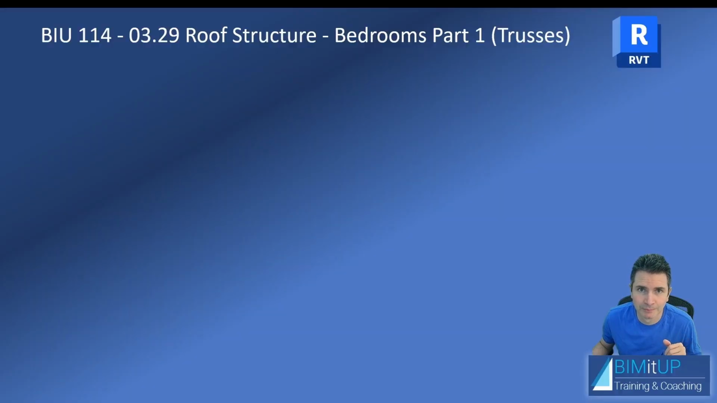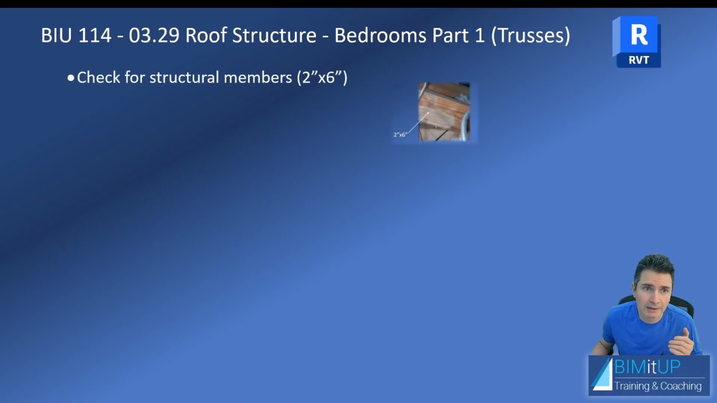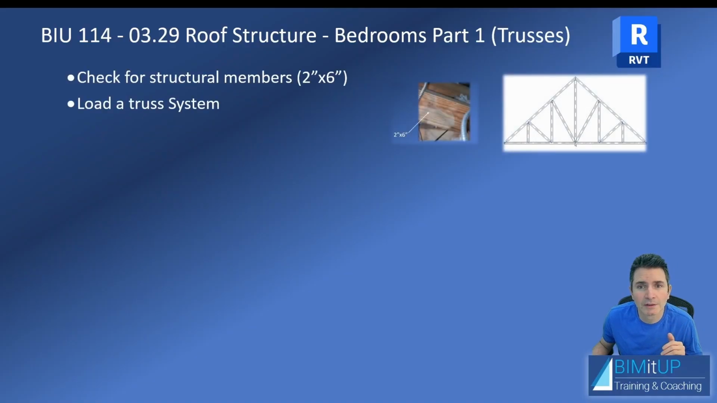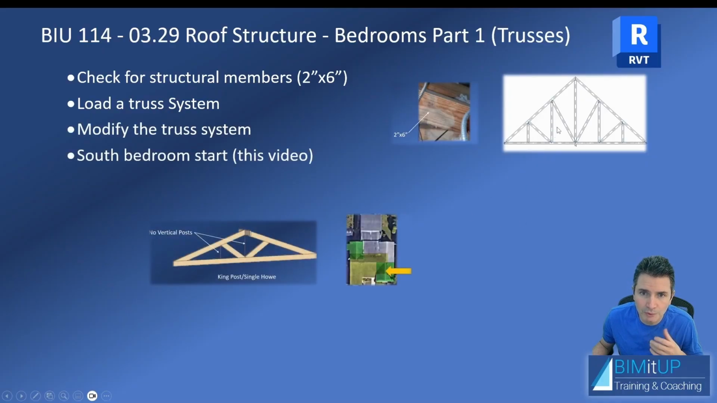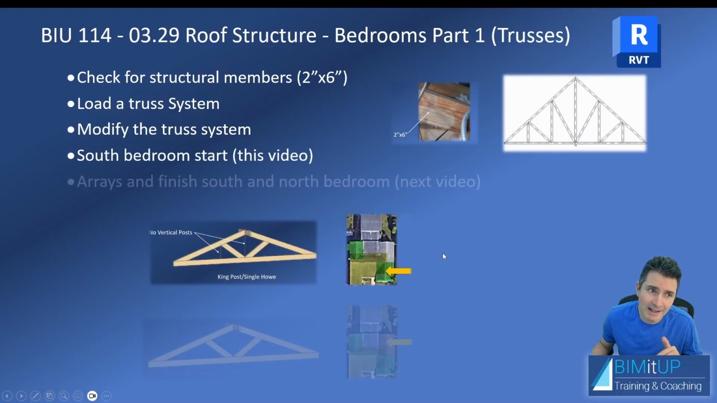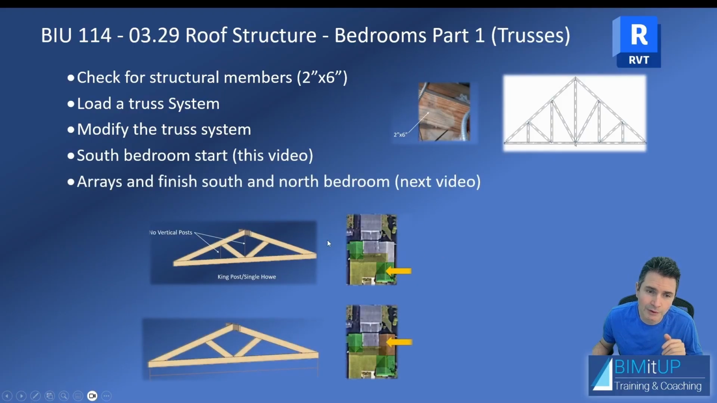We're going to start with the roof structure, beginning with the bedrooms. This is going to be part 1, and we're going to focus on trusses. First thing we're going to do is check that we have our 2x6 structural member. After that, we're going to load a truss system, then modify that truss system to fit our needs. We're going to remove some vertical posts and all that, and then we're going to start with the south bedroom. In the next video, we're going to create some arrays, finish the south bedroom, and then move into the north bedroom.